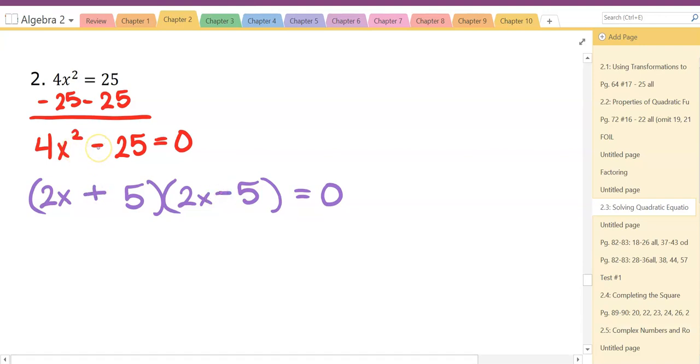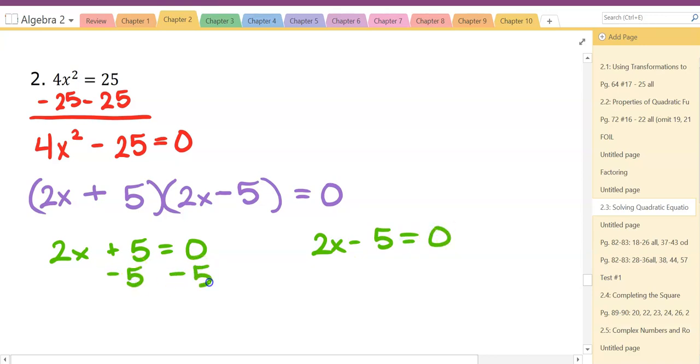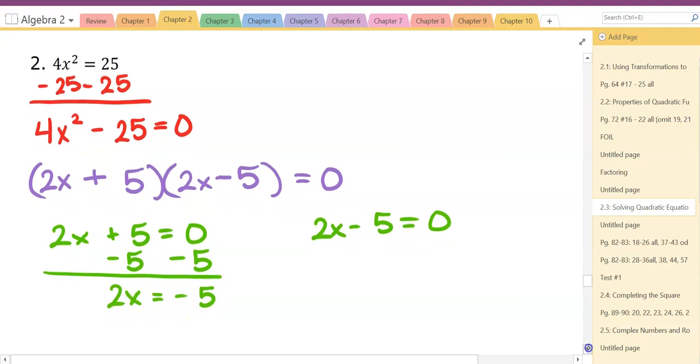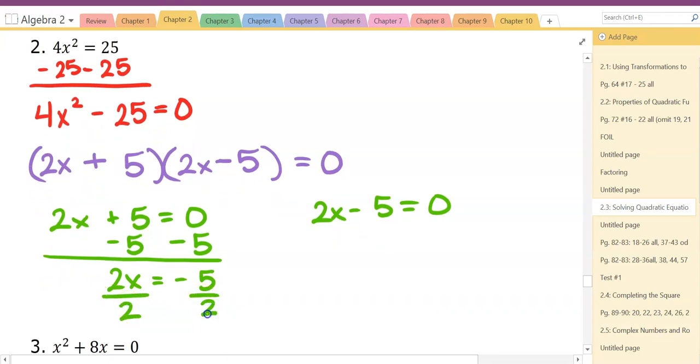Because we've got no b term, again, there's no x term, those middle terms, when I FOIL it, had to cancel. So that's why we need one of them to be positive and one of them to be negative, so they get opposite signs and they cancel each other out. Now, when I set these equal to 0, so when I take it that step further and solve them, I'm going to get fractions for these answers, and that's okay. I'm going to subtract 5 on the left one. So I have 2x equals negative 5. Divide by 2. So one of my answers is going to be negative 5 over 2.